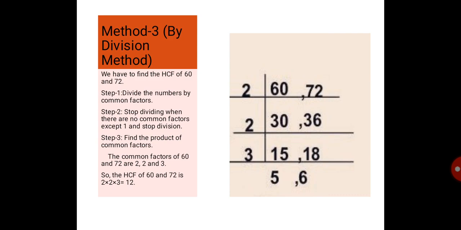We have to find the HCF of 60 and 72. There are some steps to follow. Here we divide both the numbers by common factors only, and we have to divide them together. Okay? So here we divide both the numbers and stop dividing when there are no common factors except one. We have to find the product of common factors. So here in this example the common factors are 2, 2 and 3. So we have to find the product. 2 into 2 into 3 equal to 12. So the HCF of 60 and 72 is 12. Understand?